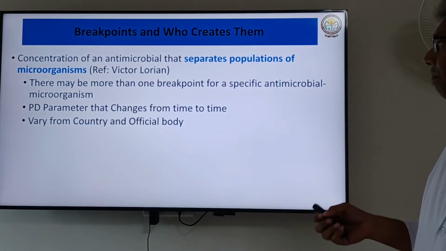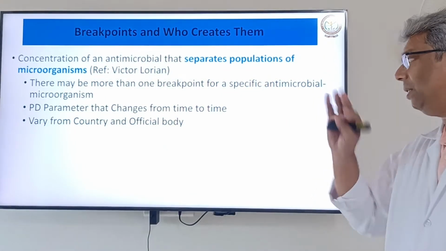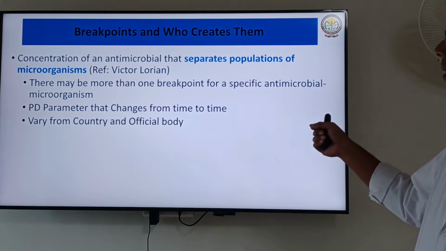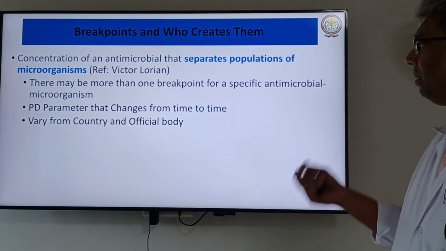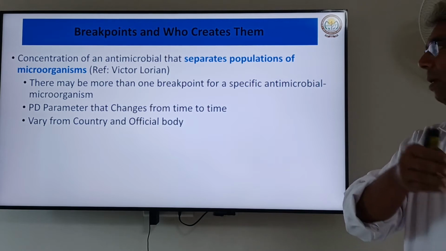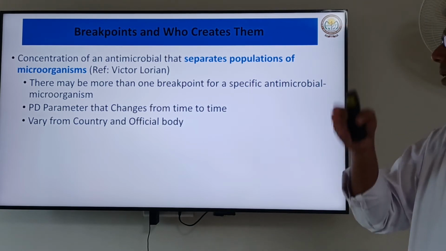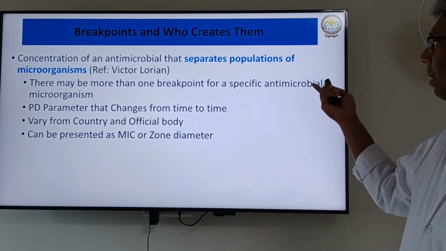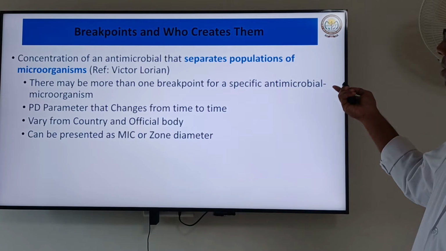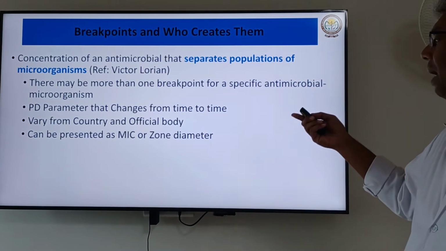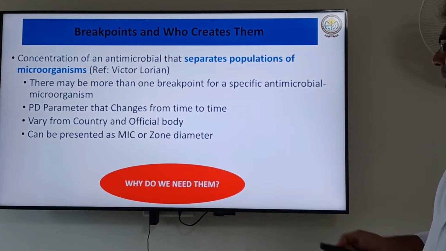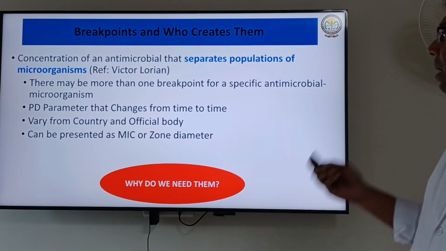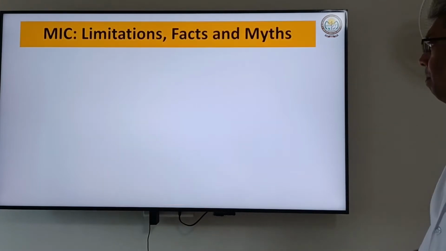Basically MIC is a pharmacodynamic parameter, and it keeps on changing over time depending on the resistance mechanism that is developing. These are the ones which are changed by CLSI or EUCAST, and they vary from country to country and from official body, depending on what concentration of antibiotic against the bacteria is tested. As I said, they are values which separate populations of organisms and can be presented as MIC or zone diameters. We need them primarily for clinical interpretation, to tell the clinician what antimicrobial can be given and what cannot be given.